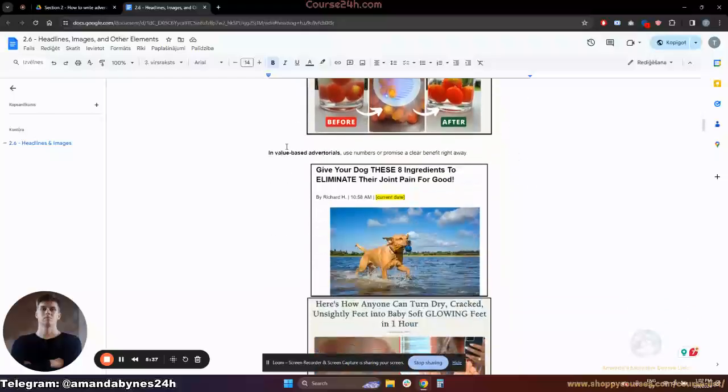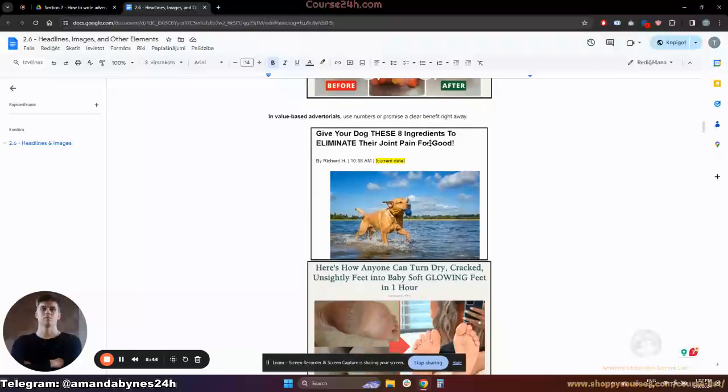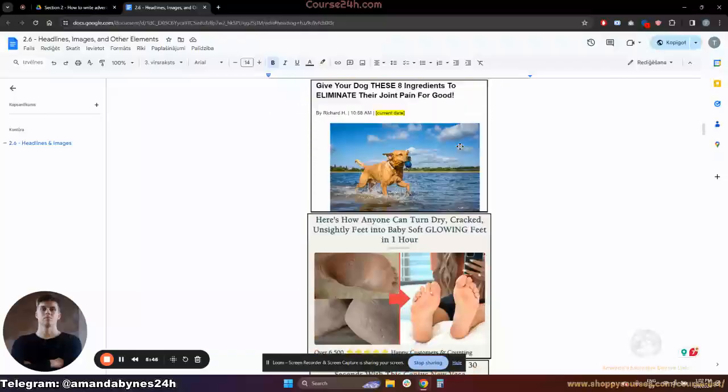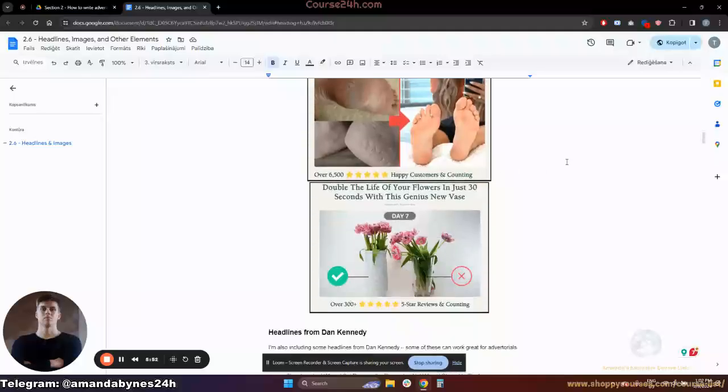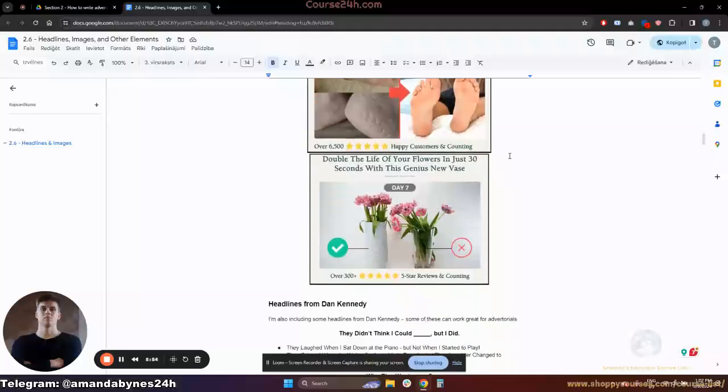And moving on, in the value-based tutorial, use numbers or promise a clear benefit right away. So: give your dog these 8 ingredients to eliminate their joint pain. Here's how you can turn dry, cracked, unsightly feet into baby soft glowing feet in 1 hour. Double the life of your flowers in just 30 seconds with these genius new ways.